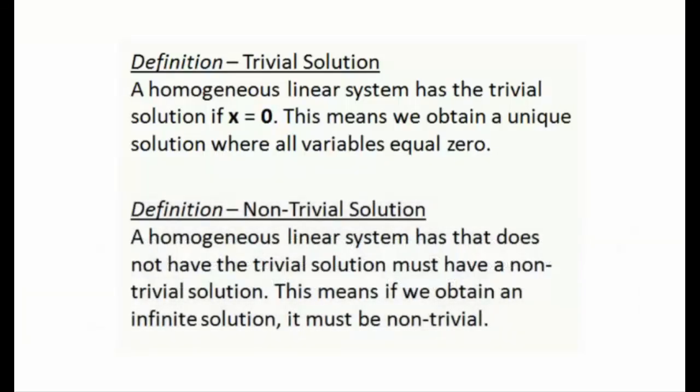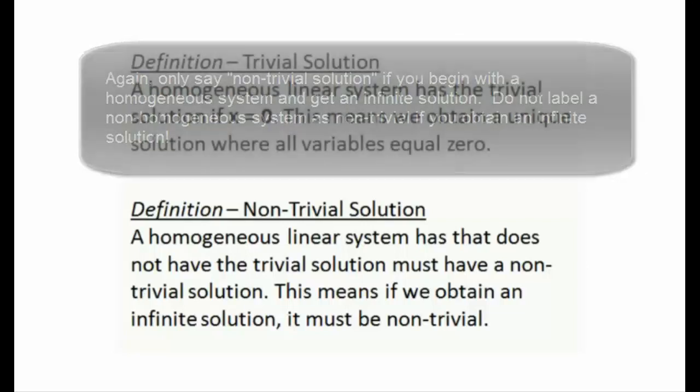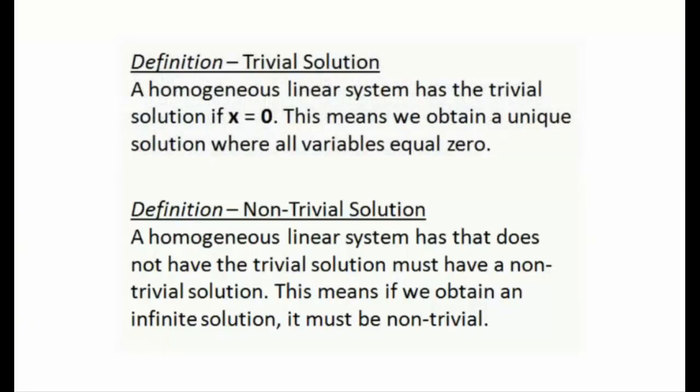And the second type of solution we might get is called non-trivial solution. The easiest way to think about non-trivial solution is that it's going to be an infinite solution. So to sum both of these definitions up, if we solve a homogeneous system and we get a unique solution, we call it a trivial solution. And if we solve a homogeneous system and we get an infinite solution, we call it a non-trivial solution.